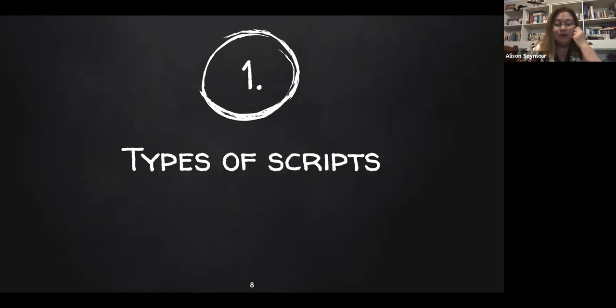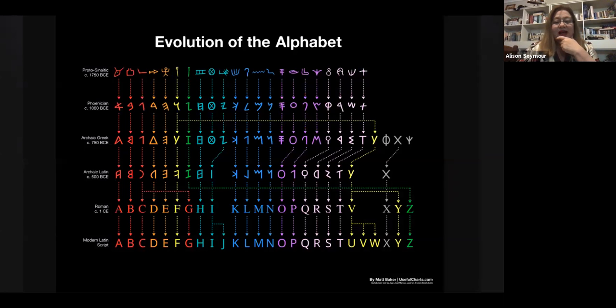So, talking about the various types of scripts, I really like this infographic, which shows the evolution of the Latin alphabet. I say Latin rather than the English alphabet because there are a number of different languages that use the Latin script. If you can see, from the Proto-Sinaitic to the Phoenician, through Greek and Latin is how our Latin script has evolved today.